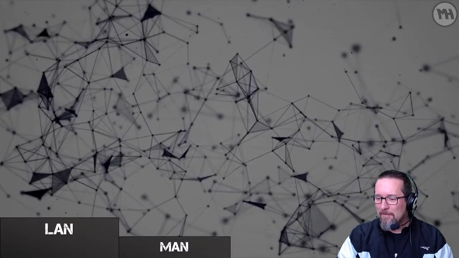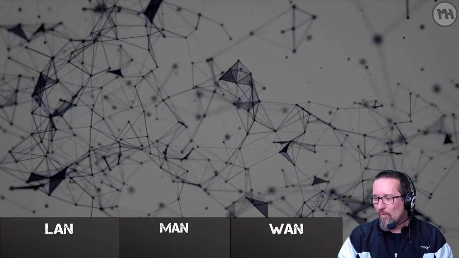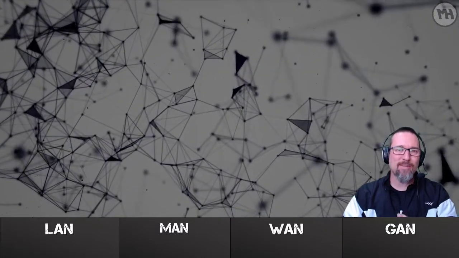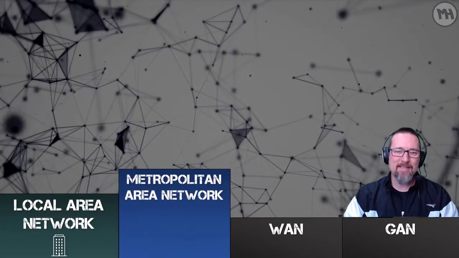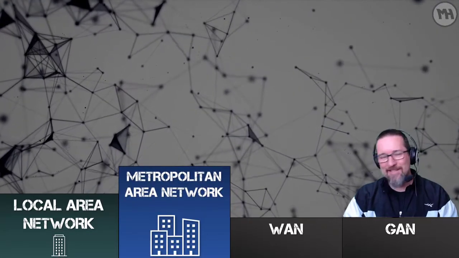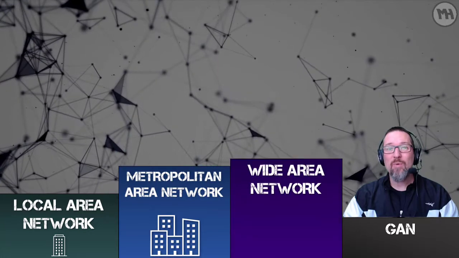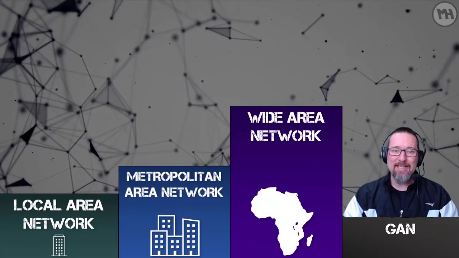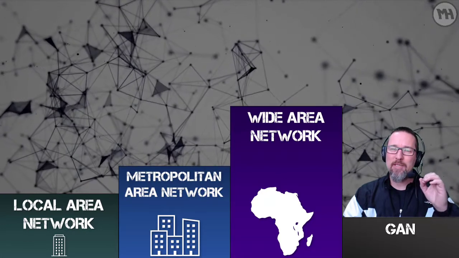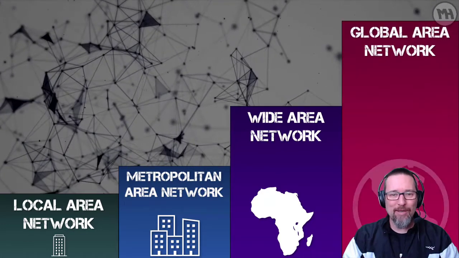There we go. LAN, MAN, WAN, and GAN, all right? L-A-N, M-A-N, W-A-N, G-A-N. So let's see, what do these stand for? What do they mean? So LAN, let's start with LAN. LAN is a local area network. MAN stands for metropolitan area network. WAN, W-A-N, stands for wide area network. And GAN, what could the G be? It could be global area network.